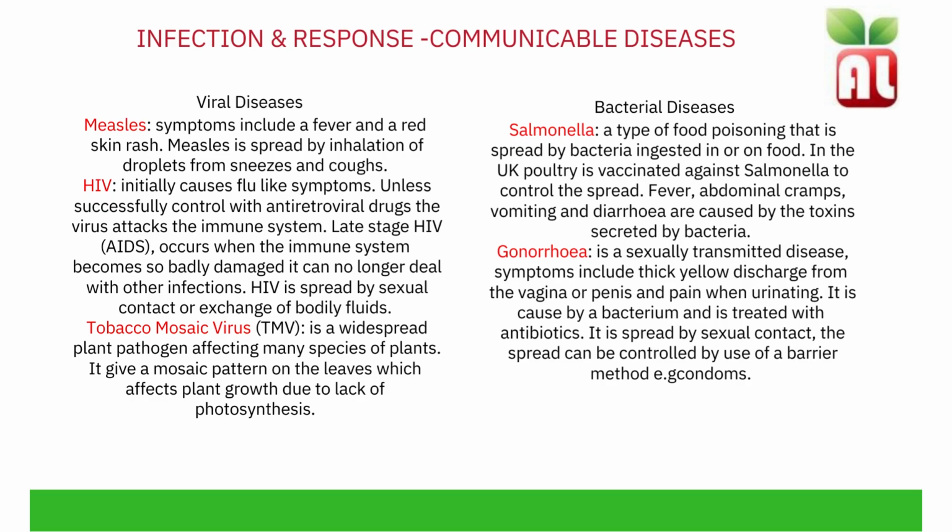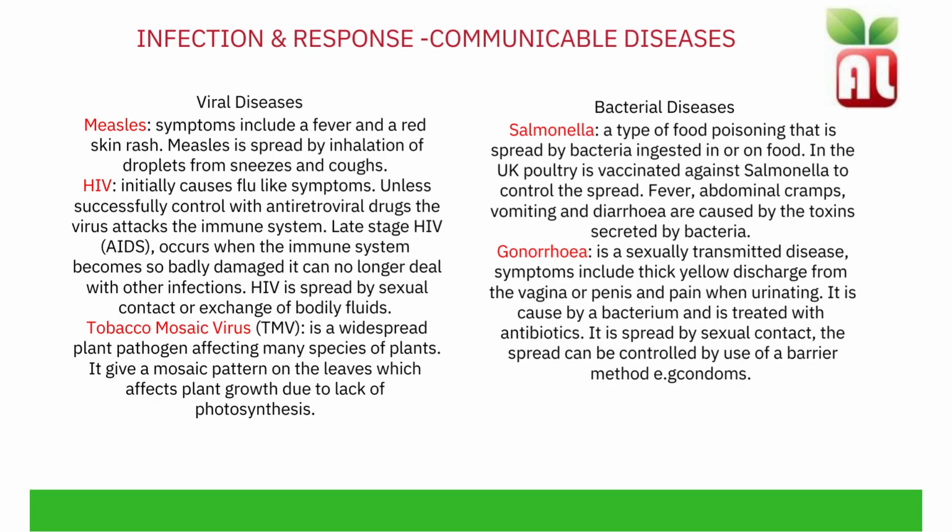Examples of bacterial diseases are salmonella and gonorrhea. Salmonella is a type of food poisoning that is spread by bacteria ingested in or on food. In the UK, poultry, such as chickens, is vaccinated against salmonella to control the spread. Fever, abdominal cramps, vomiting, and diarrhea are caused by the toxins secreted by the bacteria.